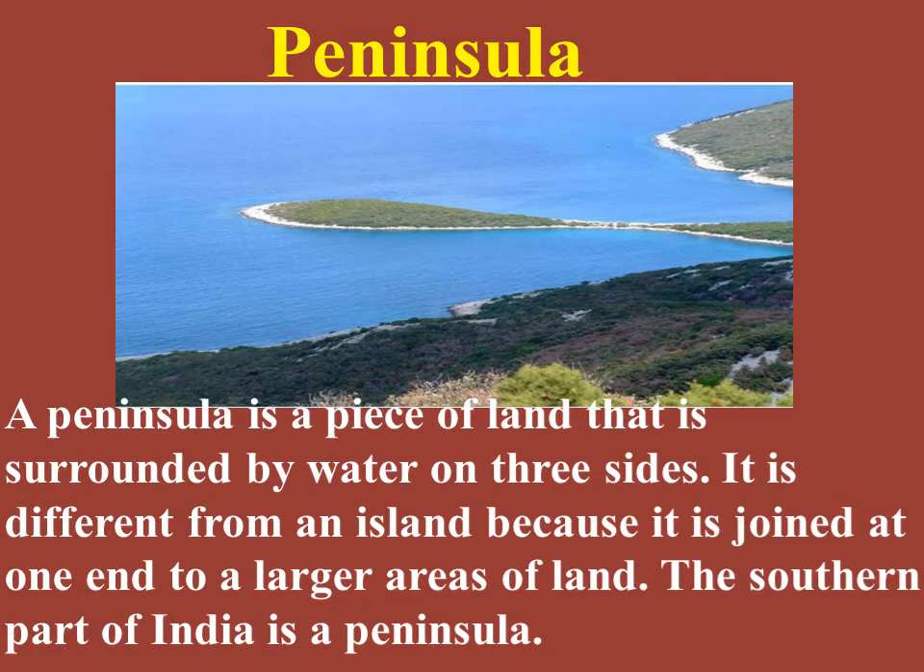Another land area is called a peninsula. What is a peninsula? A peninsula is a piece of land that is surrounded by water on three sides. In the last image, we saw an island, a piece of land surrounded by water on all sides. But a peninsula is surrounded by water on three sides.